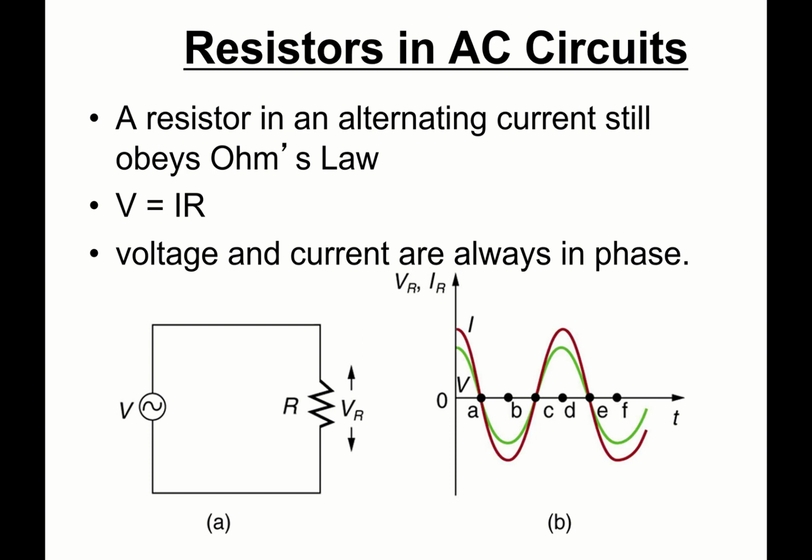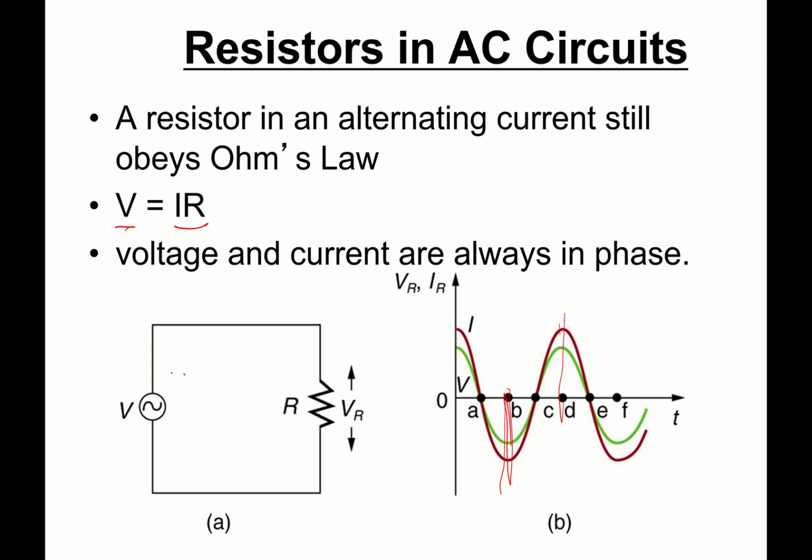If we plot that versus time, the voltage and the current curves, as you see in figure B, are both in phase. They have their peaks at the same time and their valleys at the same time, just that one is different in size from the other because of the scaling factor of the resistance. So they're always in phase.